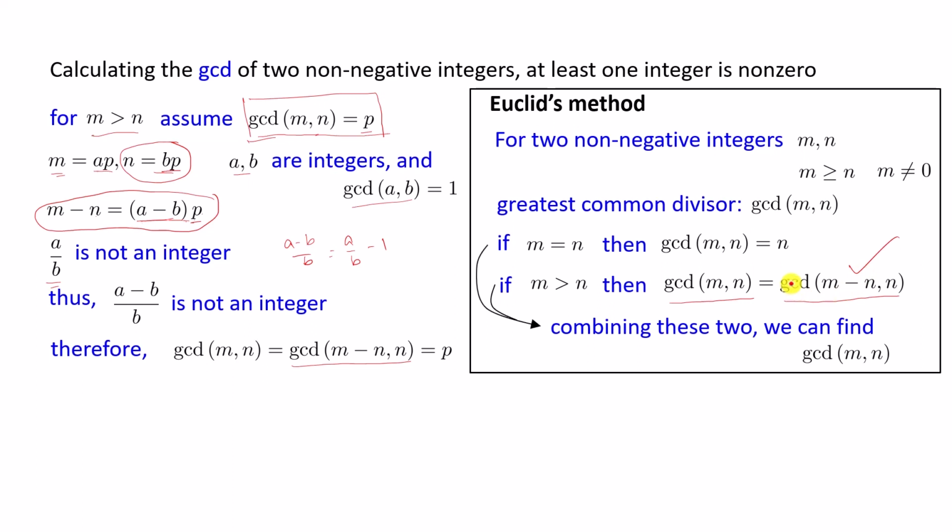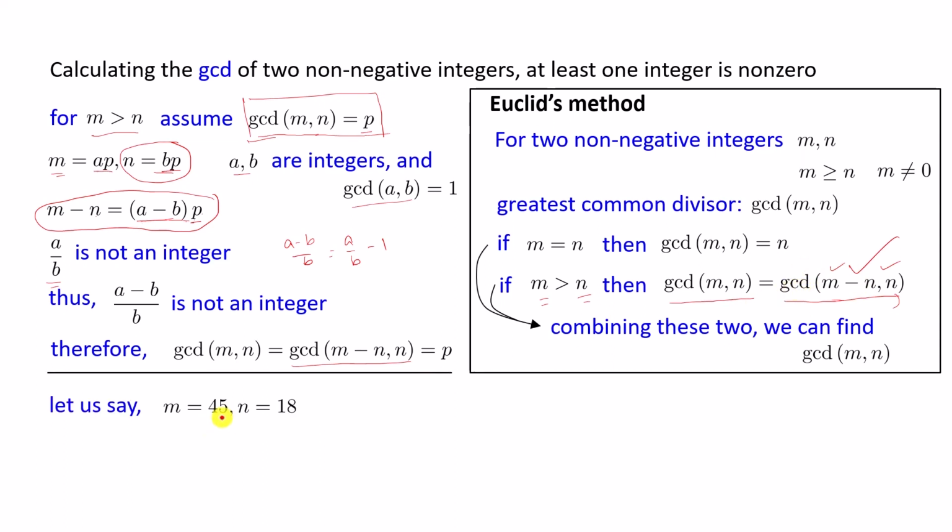Okay. Now we have to intelligently combine these two steps and find the GCD of m and n. So what is the idea here? The idea here is very simple. I keep on subtracting the smaller one from the bigger one until both of them are equal, and at that point any one of them, when they are equal, is the GCD.